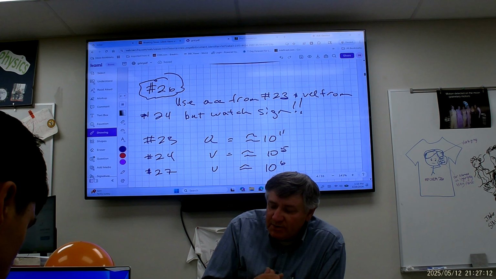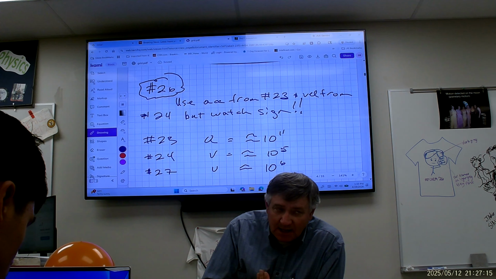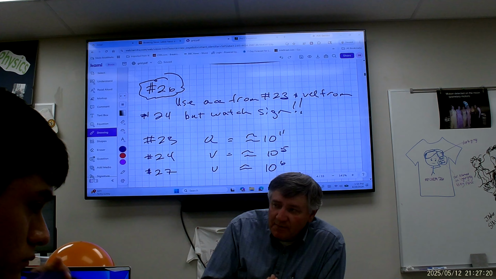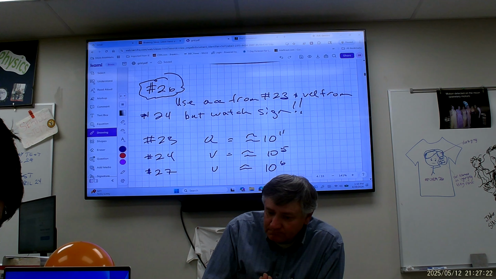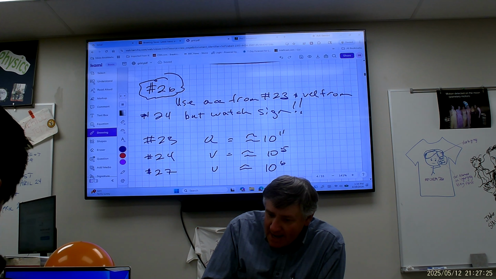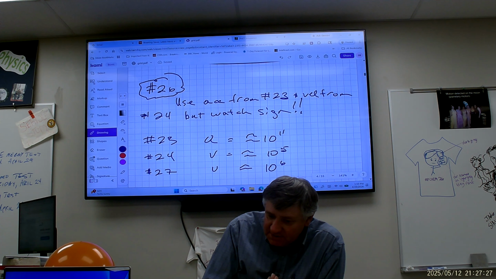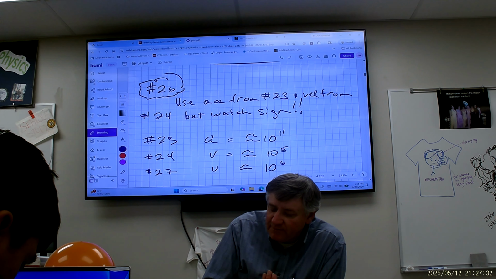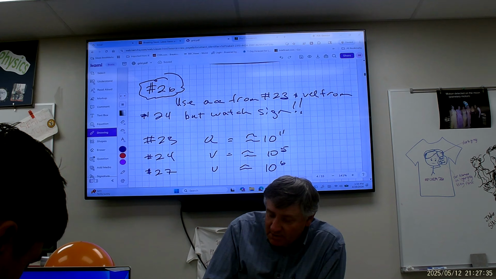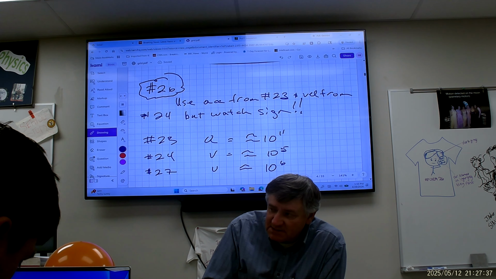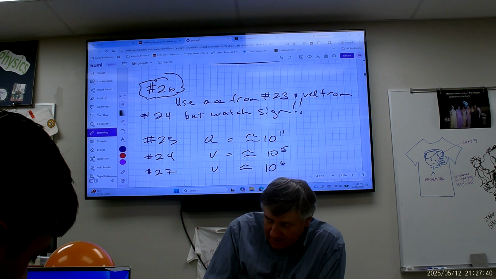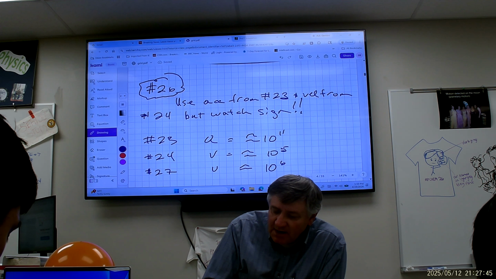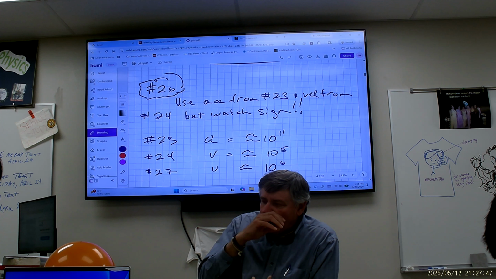So on 23, your acceleration should be something times 10 to the 11th. Okay? Now, then when you get to 24, you're going to go back using that work function, and you're going to find the velocity of that electron as it goes across. That should be something times 10 to the 5th.